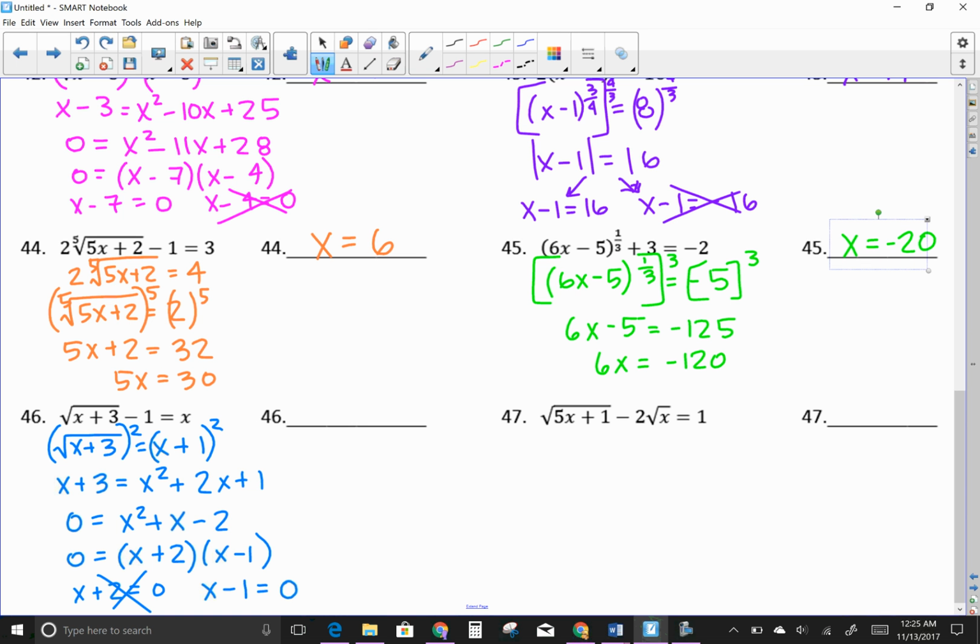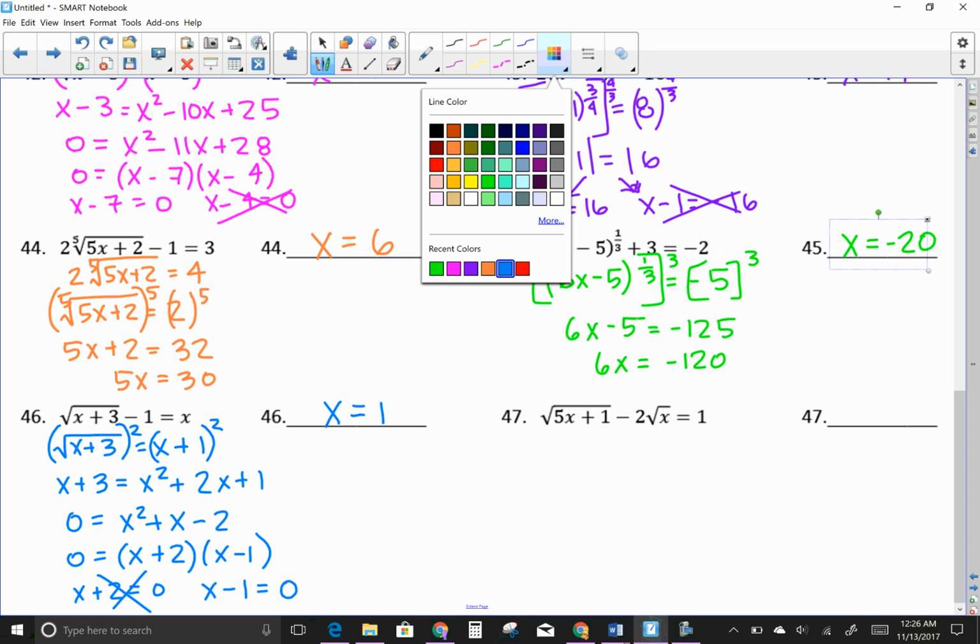If x equals 1, 1 plus 3 is 4. The square root of 4 is 2. 2 minus 1 is 1, and that's what x is. So this is x equals 1. All right, so each of these, if we only had 1, oh, well, we'll see what happens. Maybe we'll get something different this time.